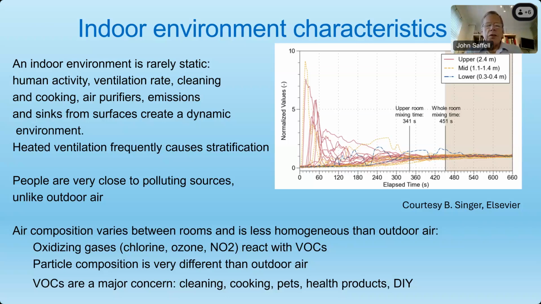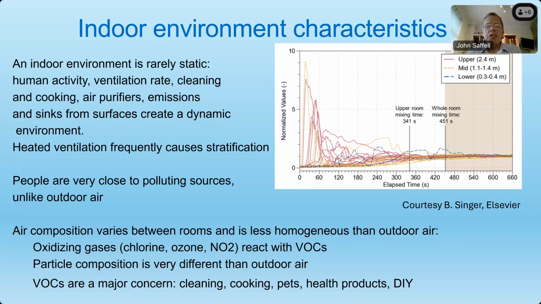That's quite different than the pollutants that we see in outdoor air. The air composition varies between the rooms, and it's less homogeneous than the outdoor air. And there are three components that I consider indoor air quality. There's first of all the oxidizing gases, that's chlorine, your bleach, ozone, NO2, and they will react with the VOCs, volatile organic compounds. There's also particles, ultrafines, fine, and coarse particles, with ultrafines becoming more important as we're appreciating from epidemiology and toxicology how dangerous they are.